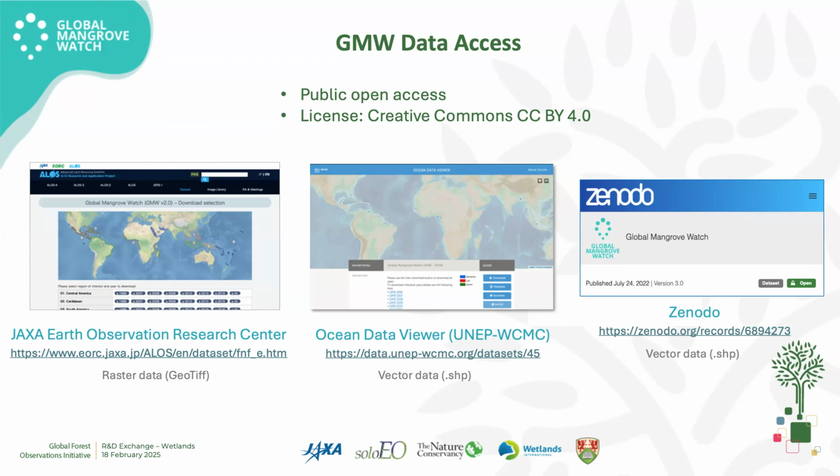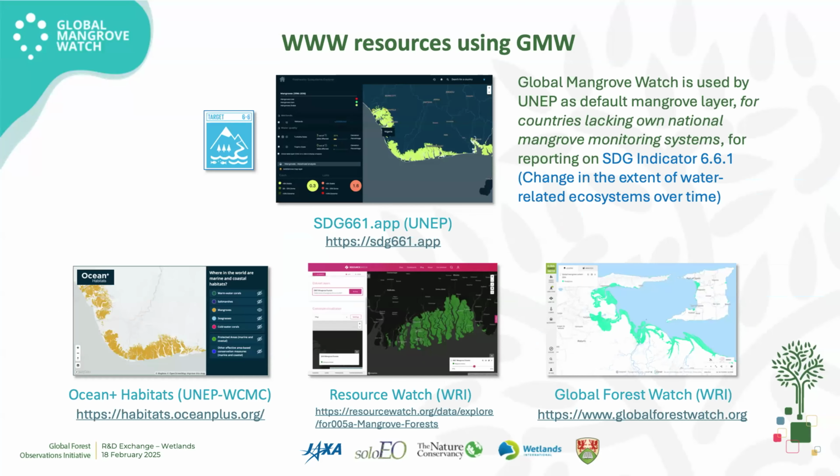And just the last slide, just to mention that there are a number of web resources that are already using the Global Mangrove Watch data set. The most prominent one, perhaps, is the UNEP SDG 6.6.1 app. So basically, UNEP are using the Global Mangrove Watch as the default layer for countries that are lacking their own national mangrove monitoring systems for reporting on the SDG indicator 6.6.1, which is change in the extent of water-related ecosystems over time.